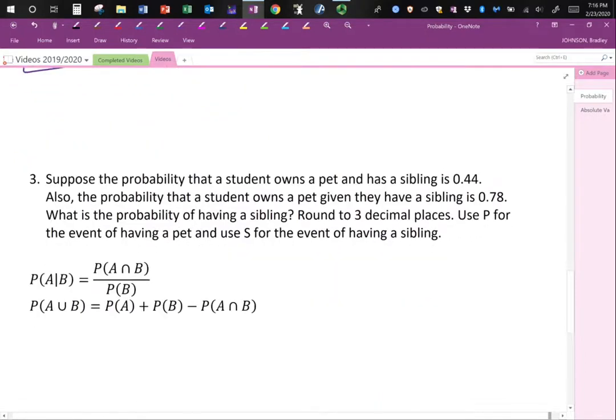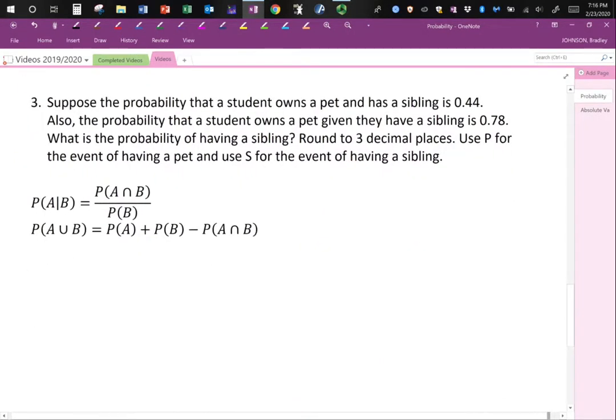Let's do this in a word problem. Let's up the difficulty a little bit. So suppose the probability that a student owns a pet and has a sibling is 0.44. I'm going to highlight that special word and. Also, the probability that a student owns a pet given they have a sibling is 0.78. Notice that's another special word. What is the probability of having a sibling? Okay, round to 3 decimal places, P we'll use for the event of having a pet, and use S for the event of having a sibling.